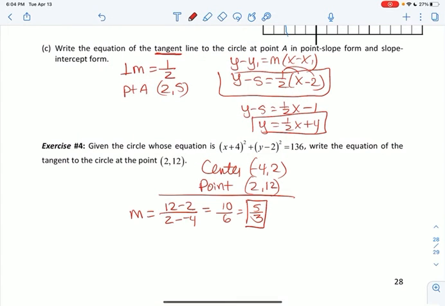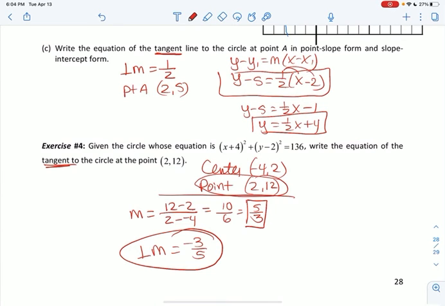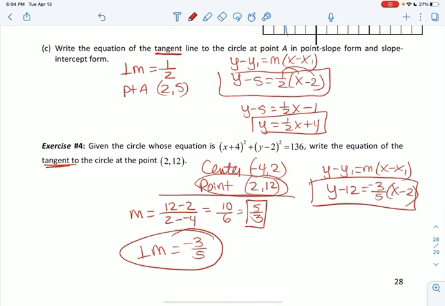But remember, this is tangent, so I need the perpendicular slope. I flip it and change the sign. So now I'm going to take this perpendicular slope, and I'm going to take the point, not the center, because I'm writing an equation of that tangent line. And all I'm going to do is plug it in. So y minus 12 equals negative 3/5 (x minus 2). Perfect. Done. All right, so we're going to practice that tomorrow.